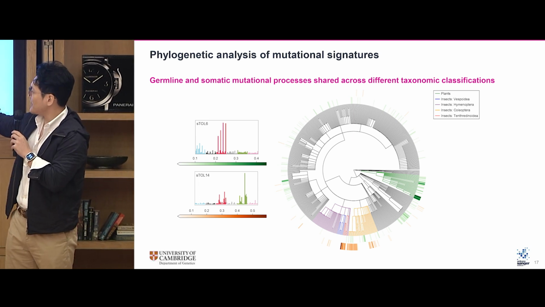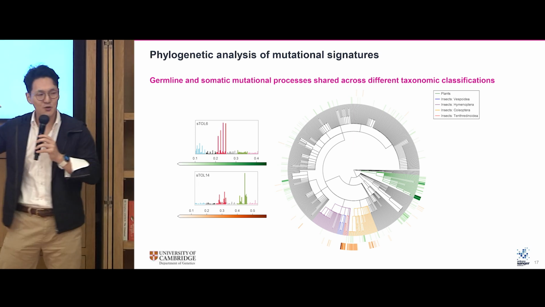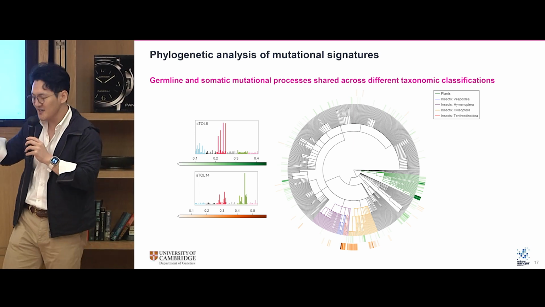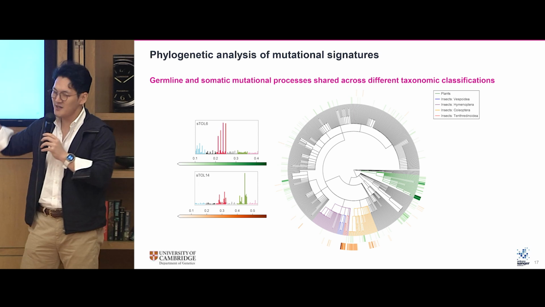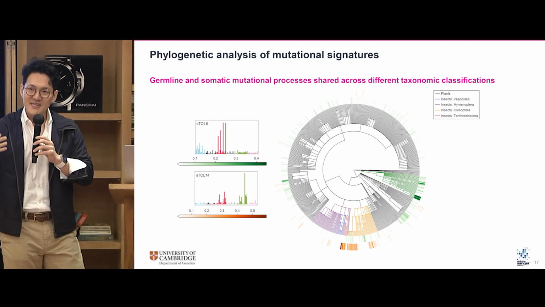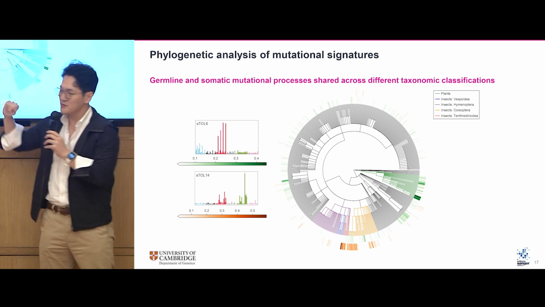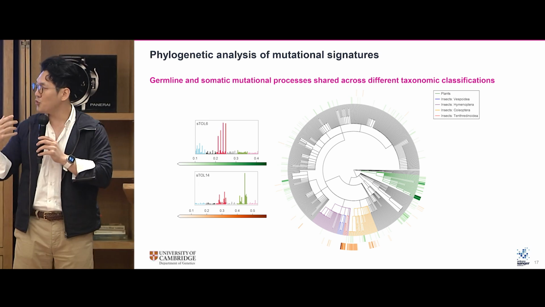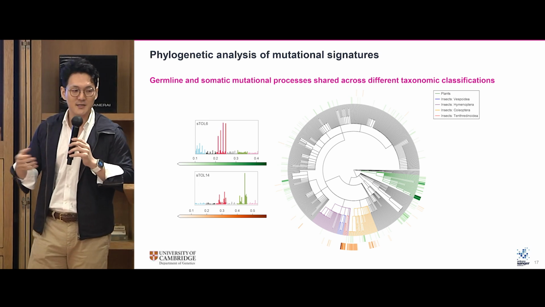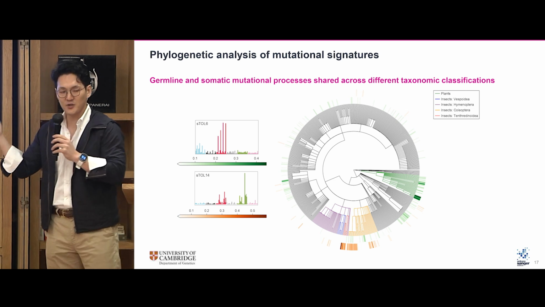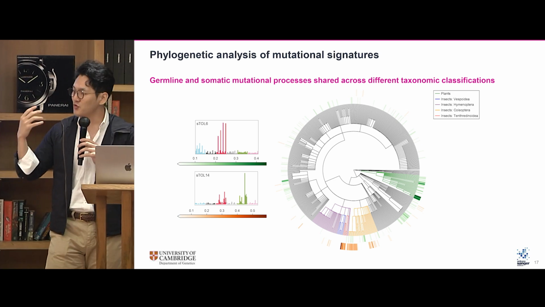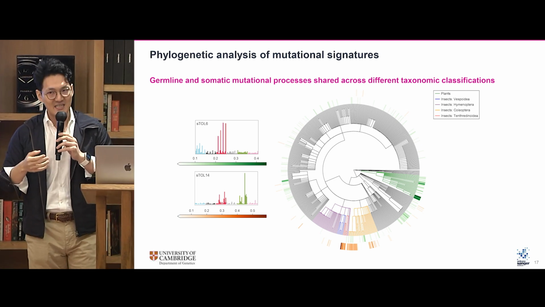and we have in green the phylogenetic signal that we have measured for this particular signature, and you can see that this particular signature is overly represented in plants, for example. And in this particular signature, STOL14, this signature is more strongly represented in the insects. So this is just one example of mutational processes that are shared across different taxonomic classifications.